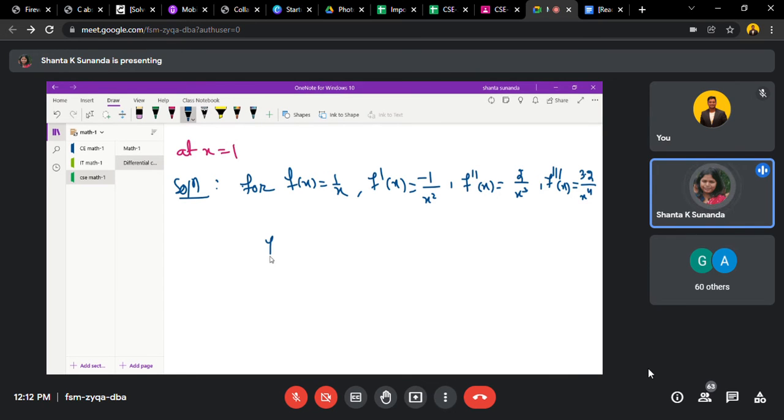So what happens here? f(1) will be 1. f'(1) will be minus 1. f''(1), the value will be 2. f'''(1) will be 6.